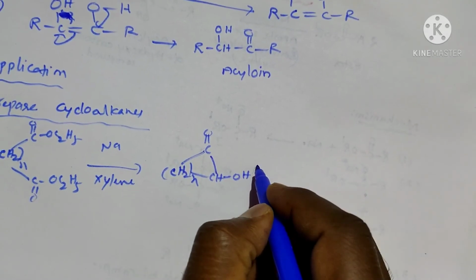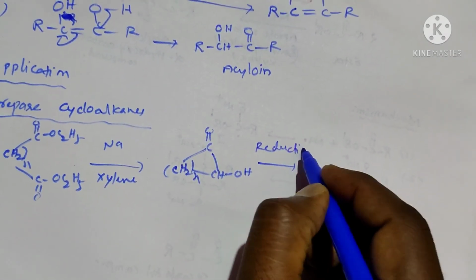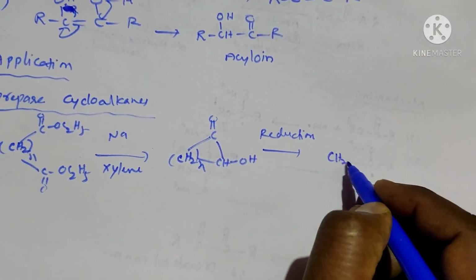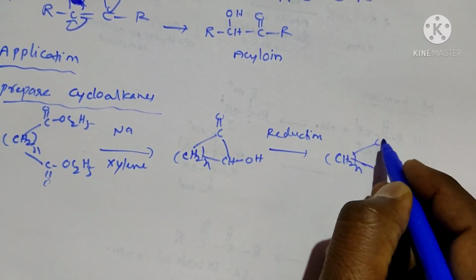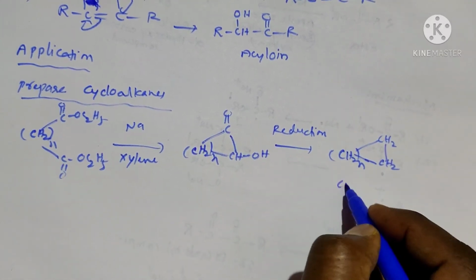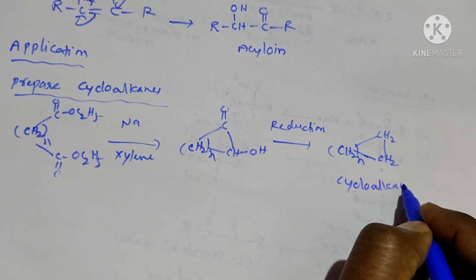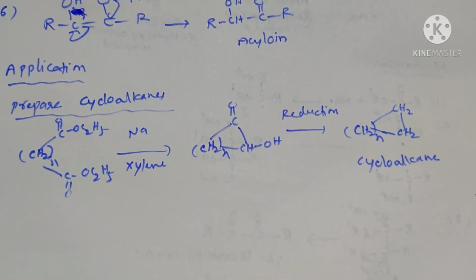This, on reduction, gives the cycloalkanes. So this is the main application of the Acyloin condensation.